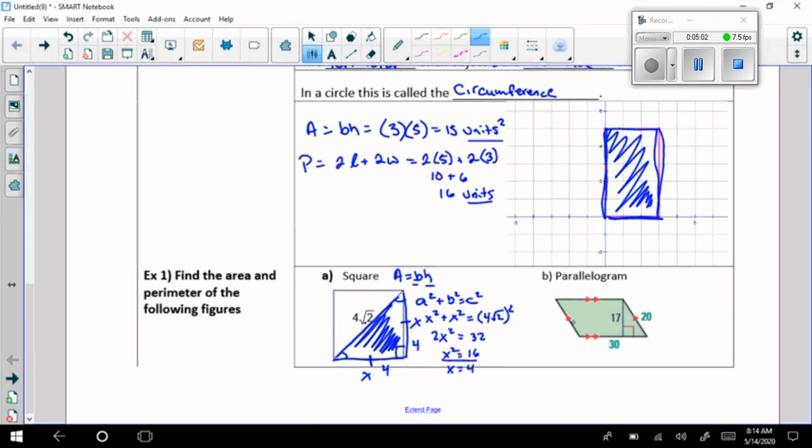Which, again, if you remember that leg times the square root of 2 is the ratio for 45, 45, 90 triangle. So base times height for your area is 4 times 4 because it's a square, so 16 units squared.